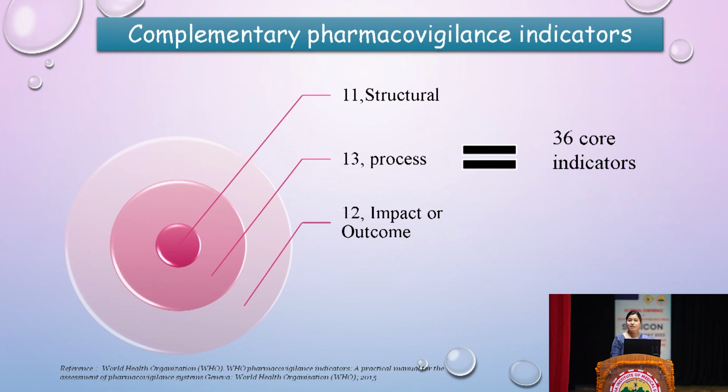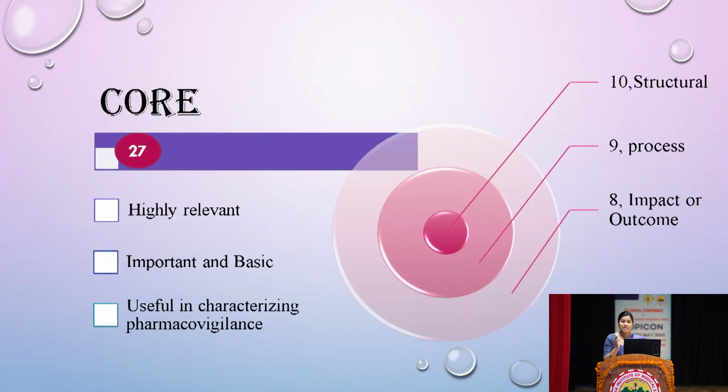But as we are short on time and the session is compact, we will mainly converge our topic only towards the core indicators, which will give the basic and prime information of the nascent pharmacovigilance facility or activity. They are 27 in number. It has 10 structural, 9 process, and 8 impact or outcome indicators.